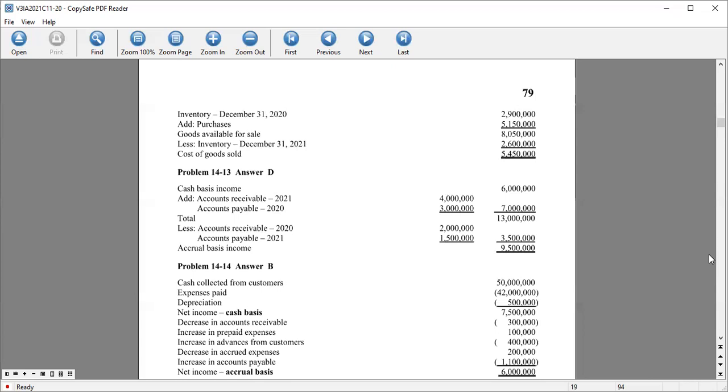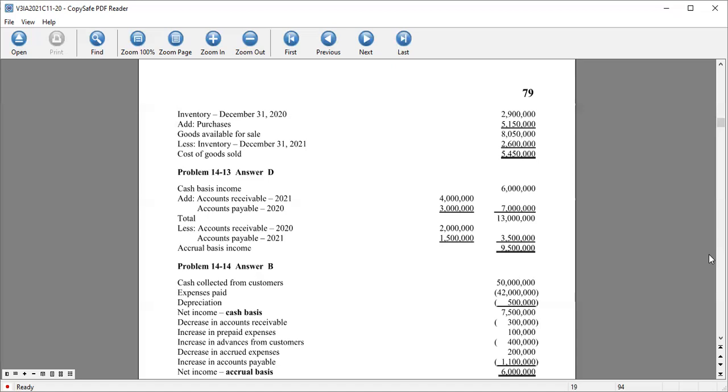So we have now the cash basis income of 6 million, then add accounts receivable at the end of 2021, or the ending balance, and we have the accounts payable at the beginning. So the total of 7,000. Adding this to your cash basis income, we have the total of 13 million, and then we deduct accounts receivable beginning and accounts payable end. Again, take note of the reverse treatment of your accounts payable and receivable. So the balance now is your income under the accrual basis.